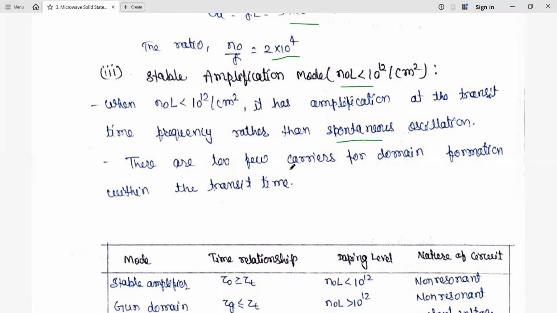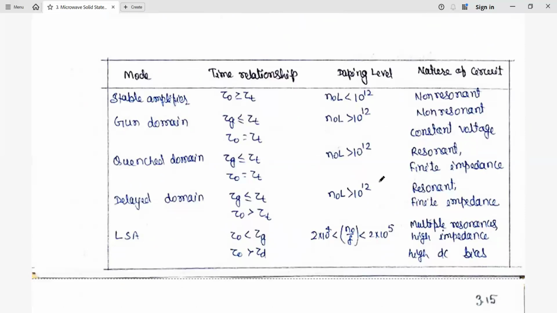So there are too few carriers. Very few carriers are there for domain formation within the transit time. And here we have summarized all these things. So here we have the time relation, the doping levels and the nature of circuits. All modes of operation you can understand here with the help of these specifications. So the previous diagram is important, along with this block diagram. This is how they are going to ask.